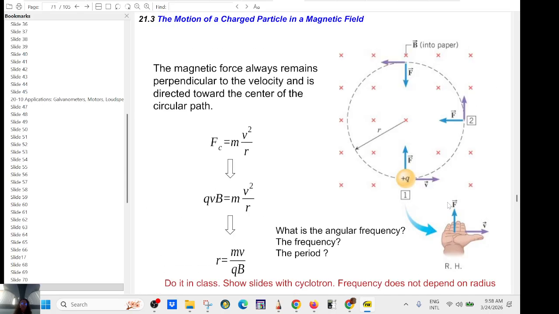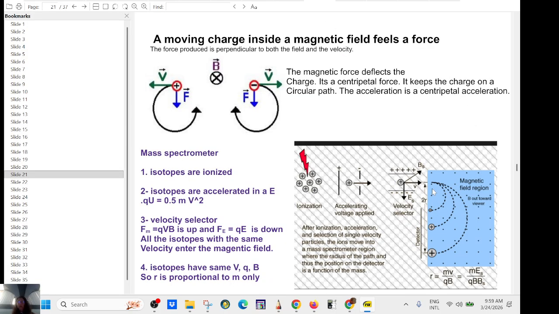Okay, I think I showed you the simulation already, but here we talked about the mass spectrometer. So you see you have a bunch of isotopes and they have different masses, but they have the same velocity and the same charge. They go inside the magnetic field region. So the larger mass and larger velocity, so larger momentum, the radius of curvature will be the largest. Smaller momentum, so smaller mass, it's going to curve sharply because it has less momentum to begin with.